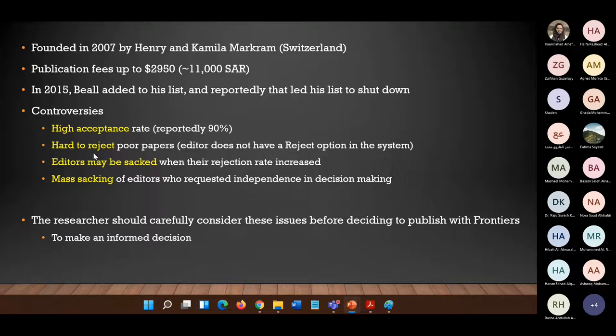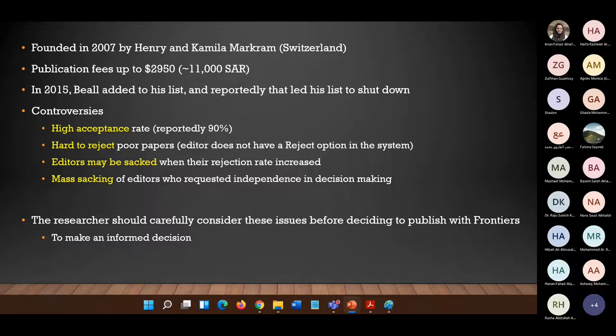Another controversy is that even the editors do not have a reject button in the system. They cannot reject papers even if they are of bad quality, which is a problem. So it's effectively forcing editors to find a way to accept papers, including low quality papers, in order to pay this fee. Editors may be sacked if the rejection rate goes up, because an editor can reject a paper at the very beginning before sending it for peer review, and the editor may be sacked if they use this technique. There was also mass sacking of editors who objected. They required independence without interference from the publisher.